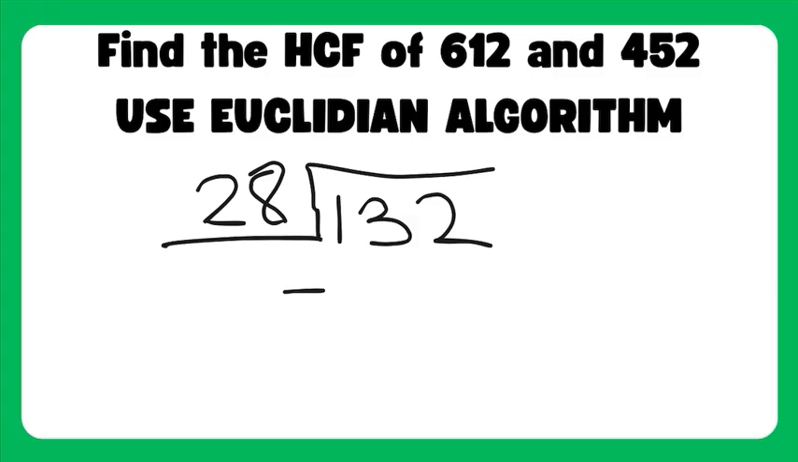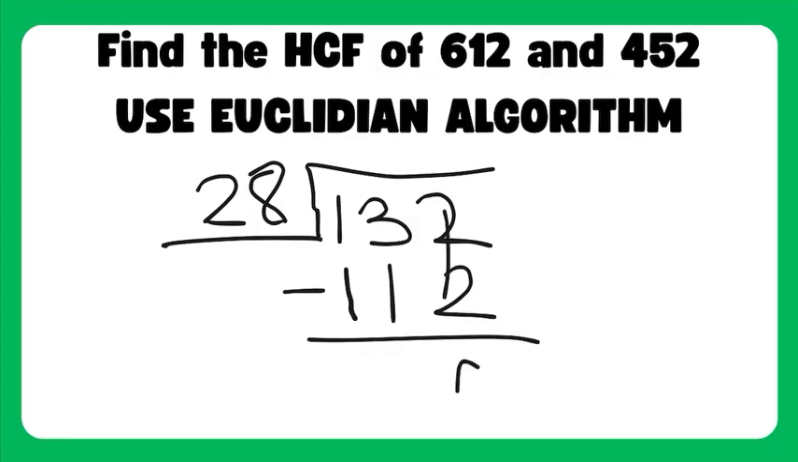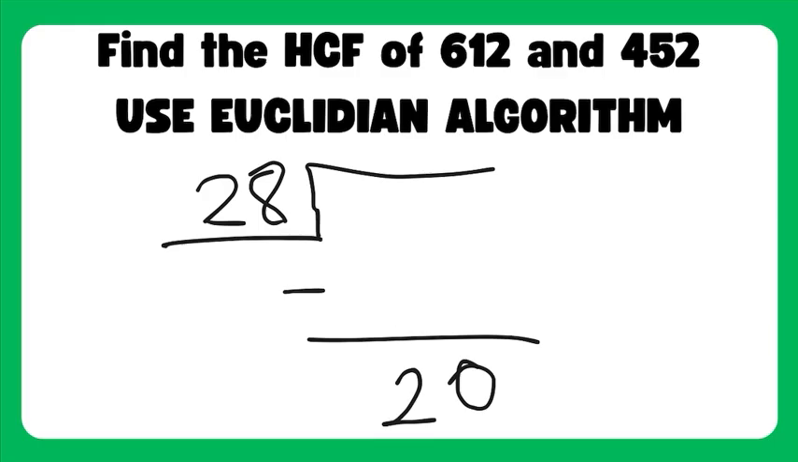What can we subtract? We can subtract 112. That's what we can subtract. We can subtract 112 from this, which is the number times 4. So wait, let me just check. Yep, 112. So 2 minus 2 is 0, 3 minus 1 is 2, and 1 minus 1 is 0. So we get 20. So over here we will put the 28, and over here we will put 20.